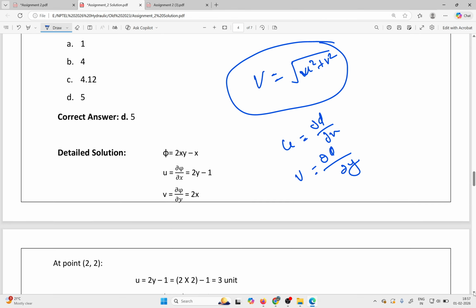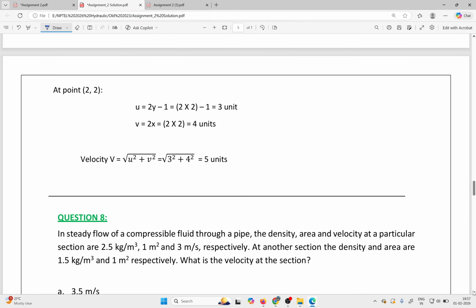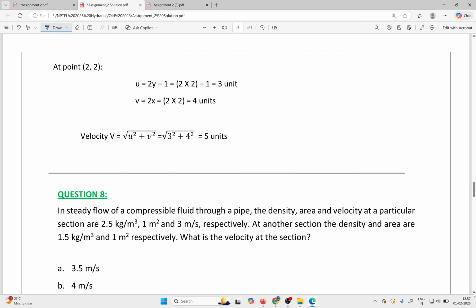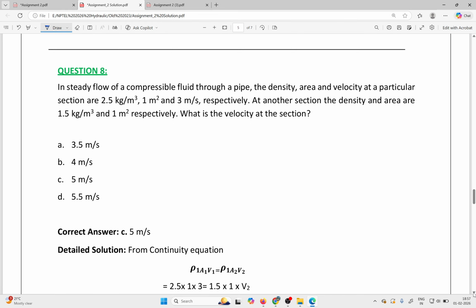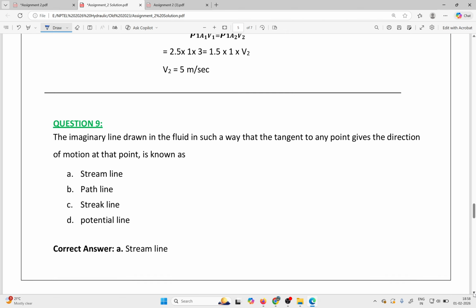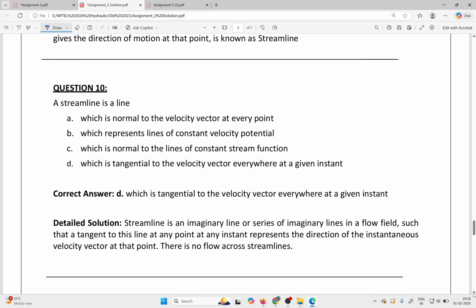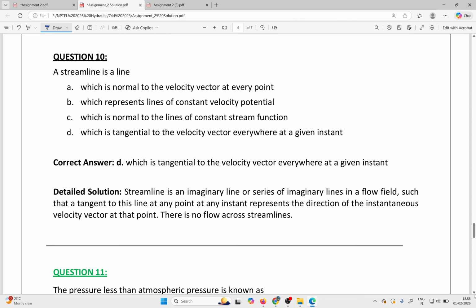Now, next one. Next question: in a steady flow, a compressible fluid through a pipe, density. It is the same question we have already solved, so no need for the explanation. The imaginary line, the same question, is the streamline. It is also the same question; we have discussed the streamline already.